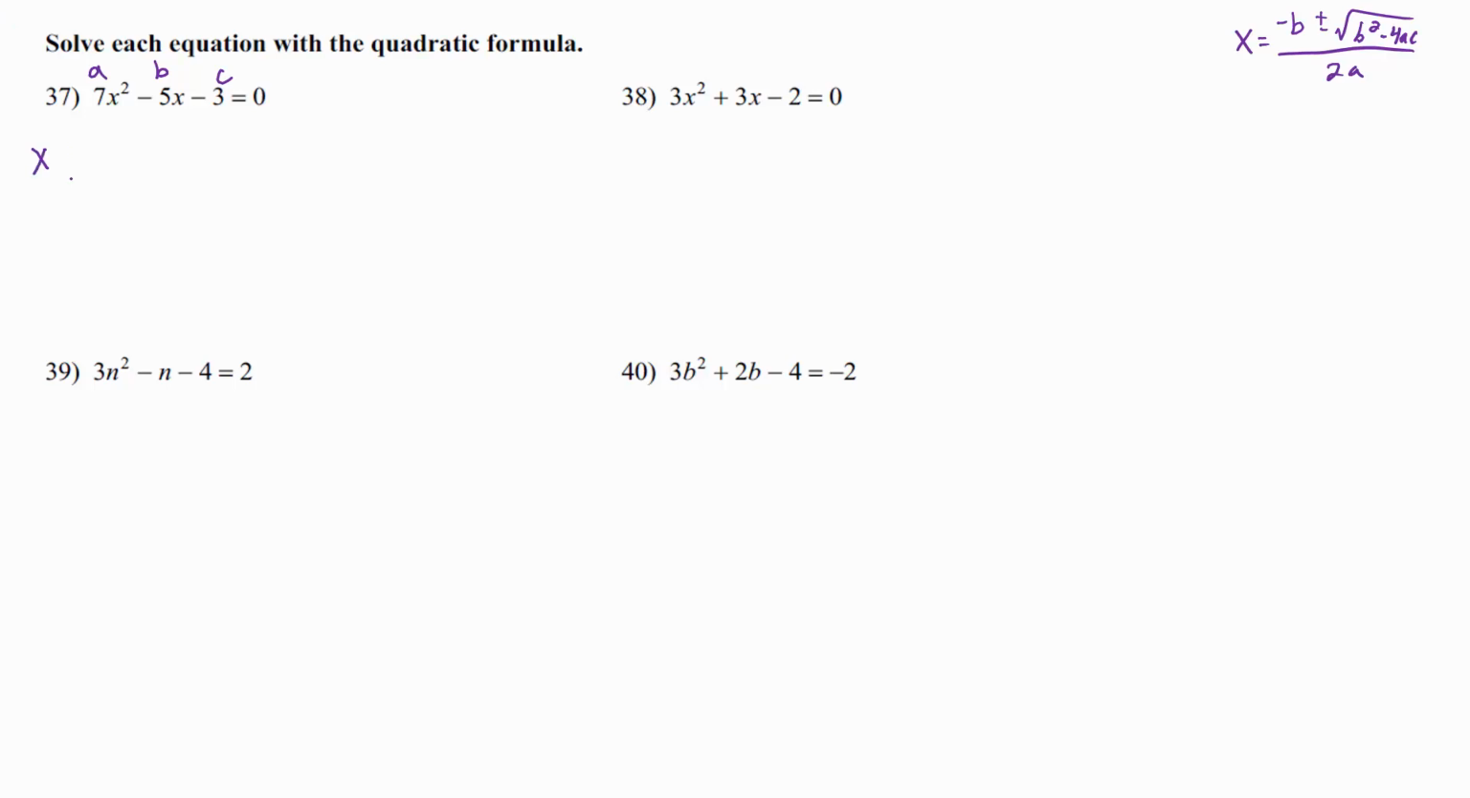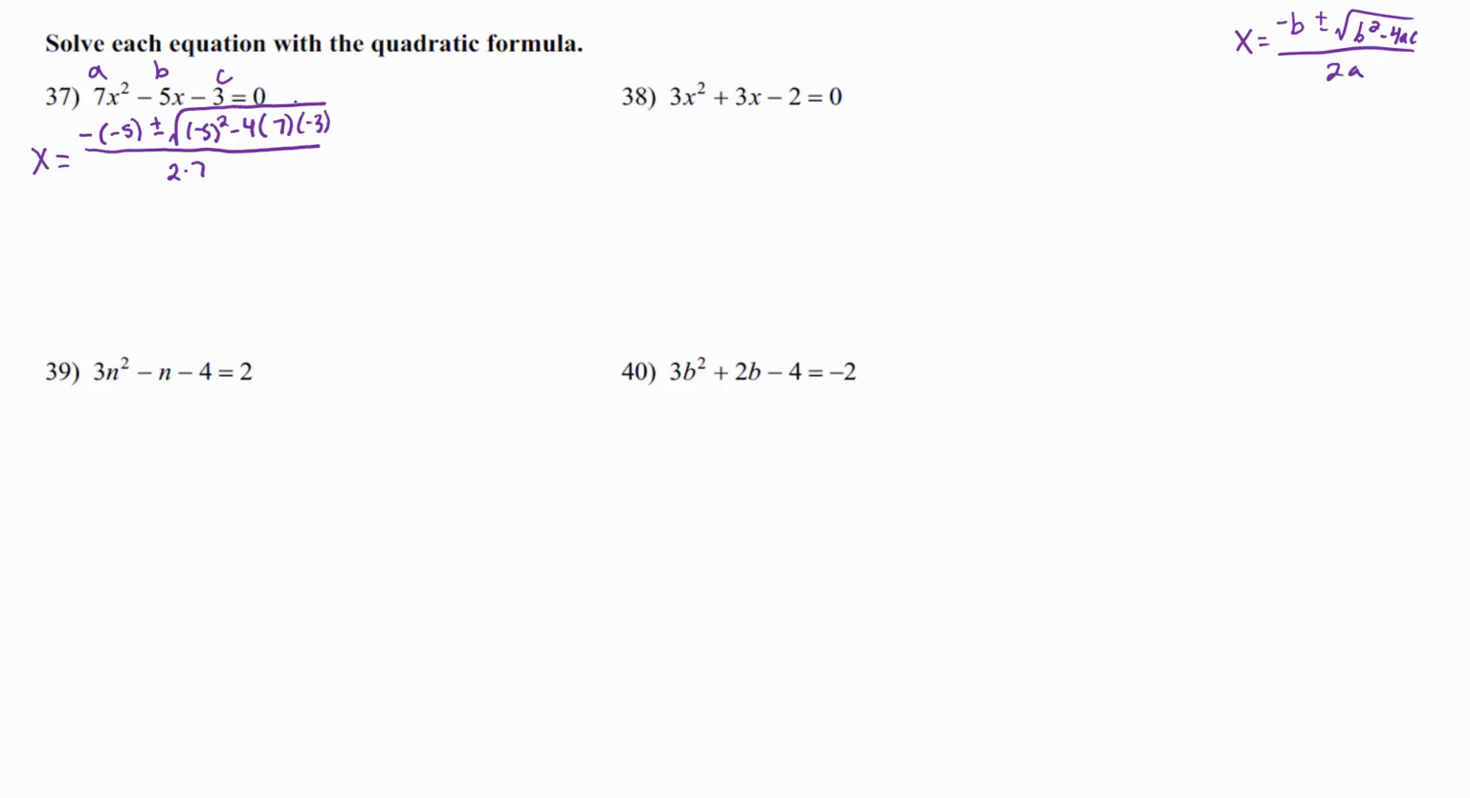We want to do this formula. We want to plug A, B, and C in. So to start off, I'm going to do -b, which is also negative -5, plus and minus square root of b squared minus 4 times a, which is 7, times c, which is -3, all over 2 times a.